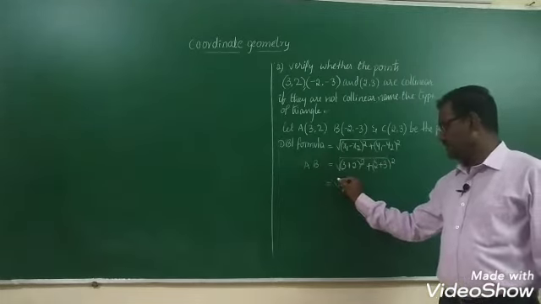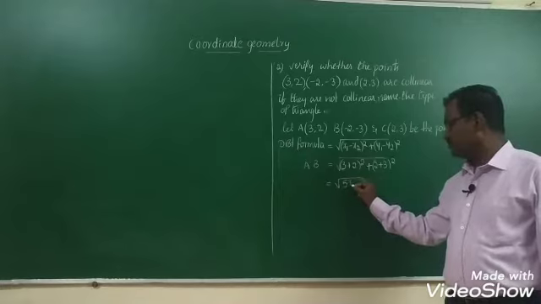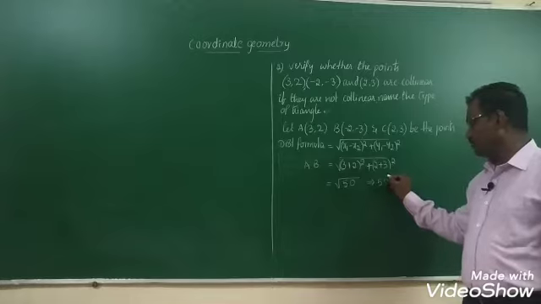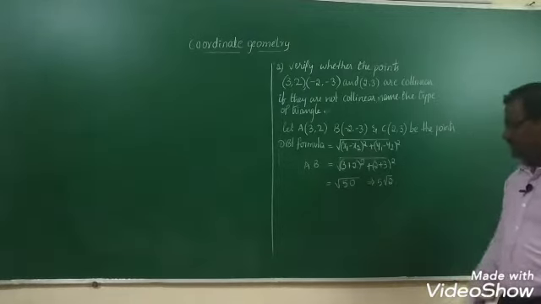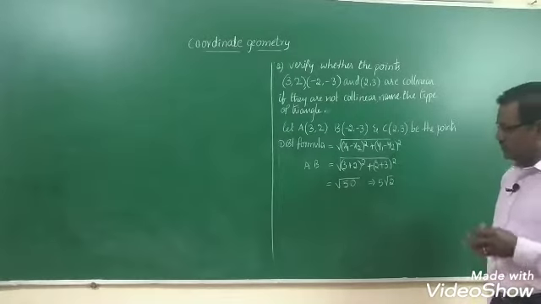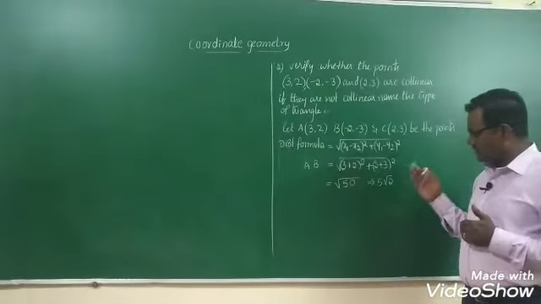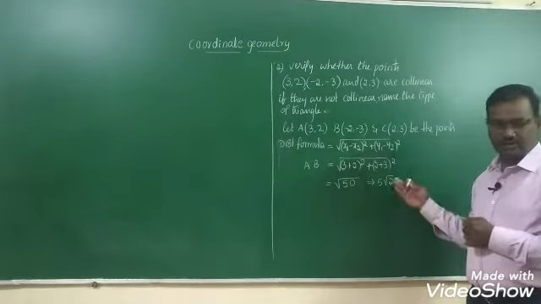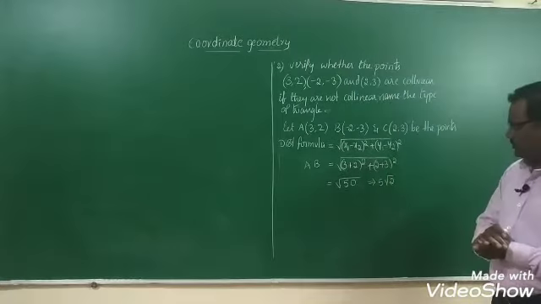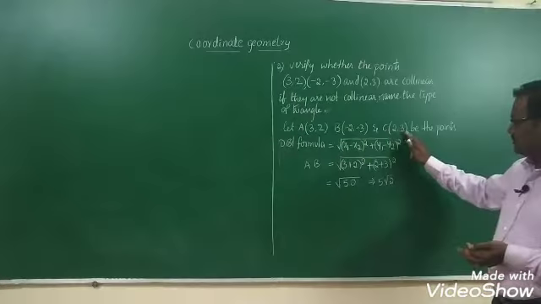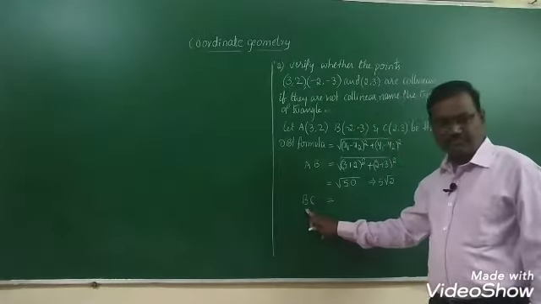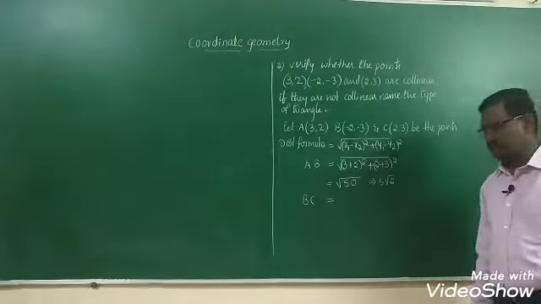Therefore, it becomes root 50. Root 50 is nothing but 5 root 2, because it can be written as root of 25 into 2. Root 25 is 5 and root 2 as it is. So therefore, AB length we got is 5 root 2. Similarly, we have to proceed for BC, where B is the first point and C the second point.